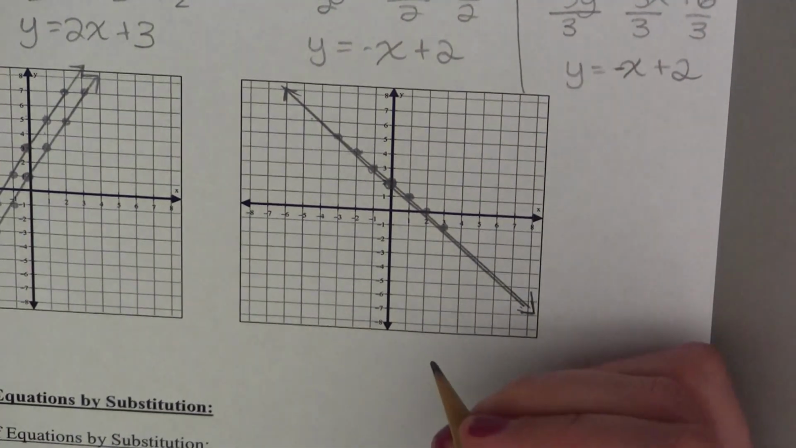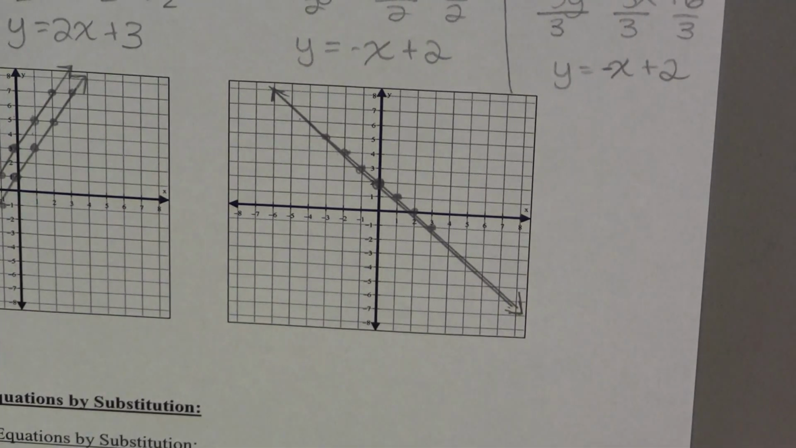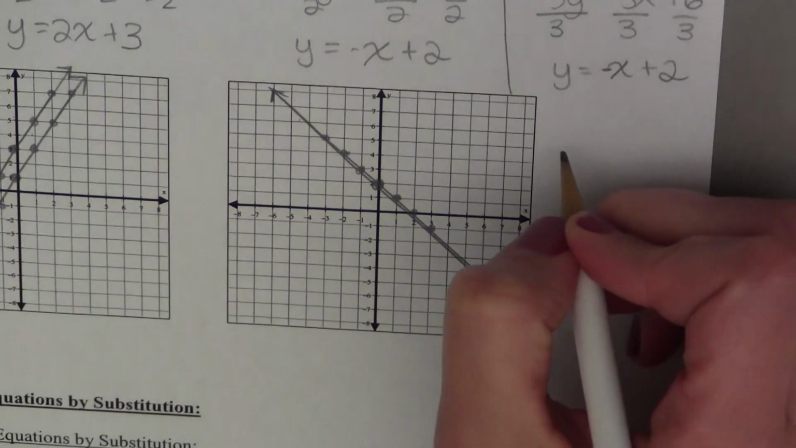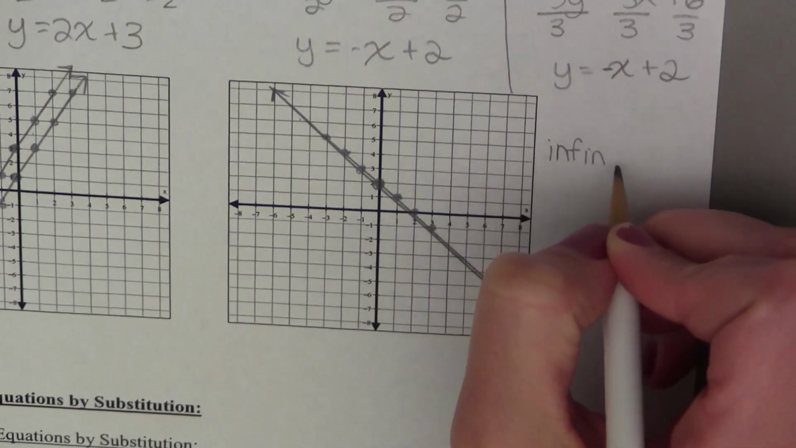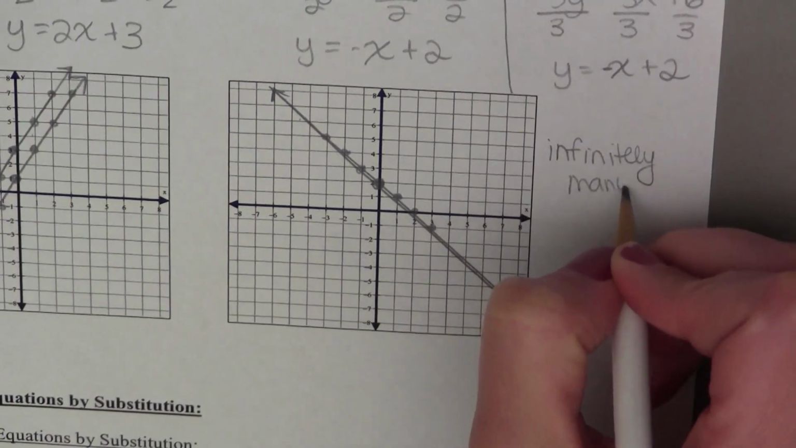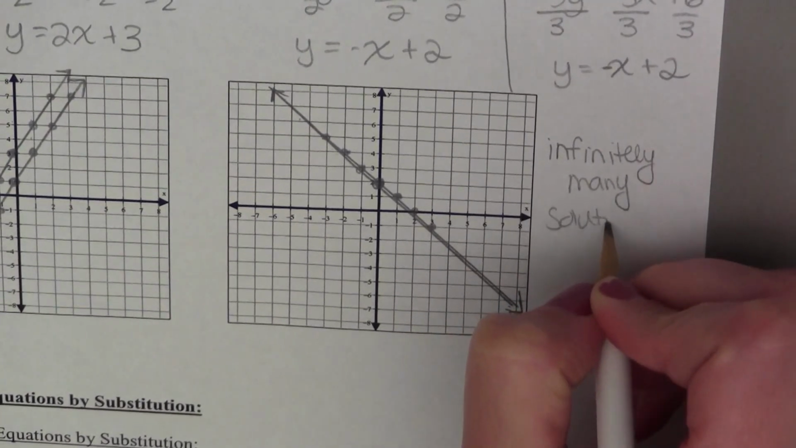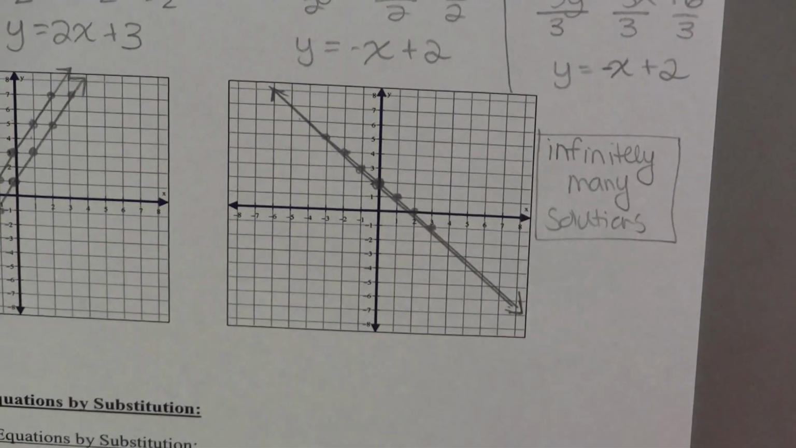Let's go back to our question, where do these lines intersect? Well, they intersect everywhere, all over the line, which would mean there are infinitely many solutions. There are infinitely many ordered pairs where those lines intersect.